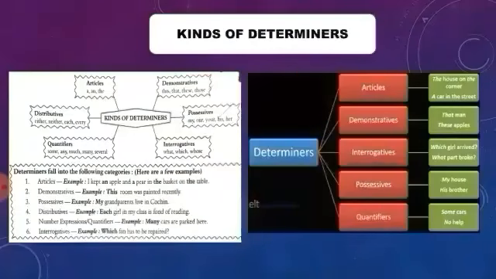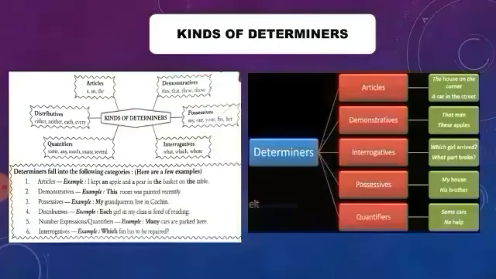So each, that is also a determiner, and you can see in this picture distributives. Fifth one, number expressions or quantifiers. For example, many cars are parked here. So many, that is again number expressions, or you can also say quantifiers.